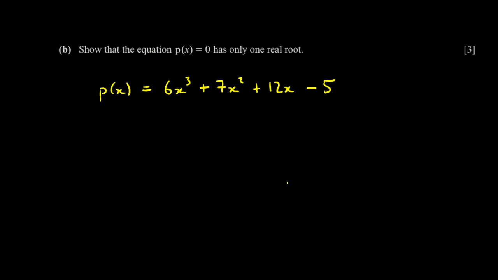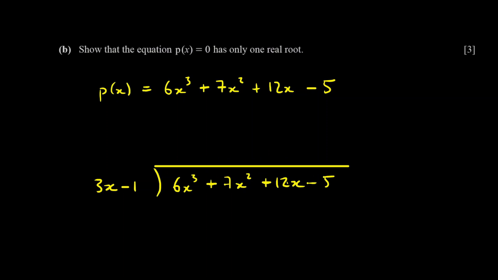And so therefore, we should be able to divide this entire polynomial by 3x minus 1. So that's what I'm going to do. I'm going to take this, 6x cubed plus 7x squared plus 12x minus 5, and divide it by 3x minus 1. So let me just do that.